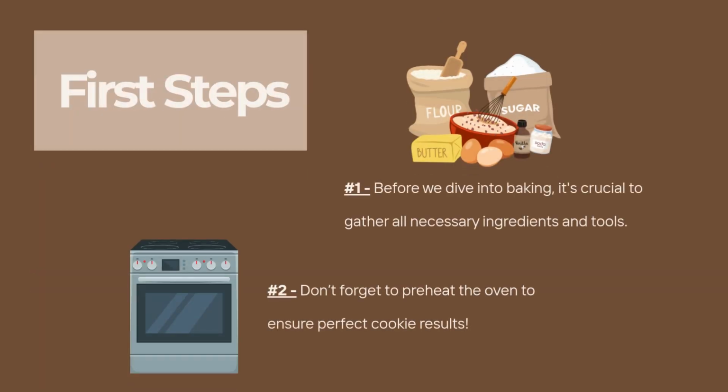The first step to any baking recipe is to make sure that you have all of your necessary ingredients and tools, because you don't want to be in the middle of your recipe missing an ingredient. The second step is to preheat your oven, because if you forget this, your cookie may not bake correctly.